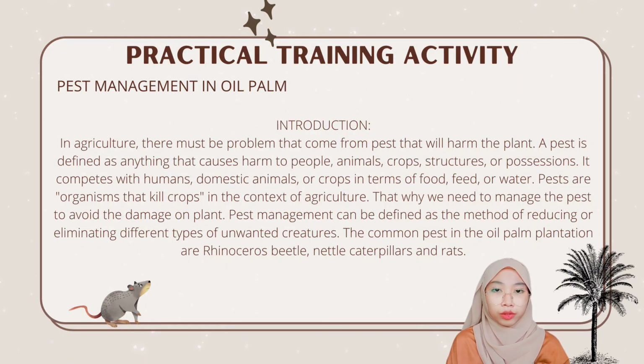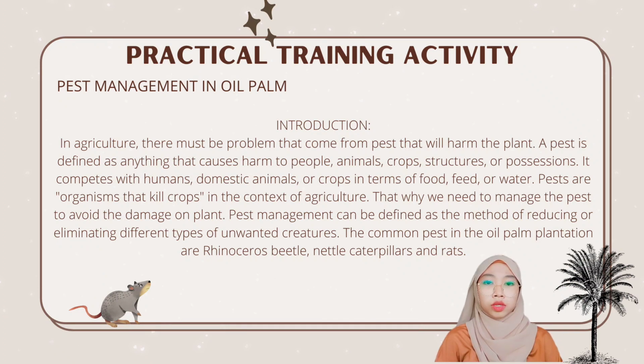The practical training activity that we chose to present in our video presentation is pest management in oil palm. In agriculture, there are problems that come from pests that will harm the plant. A pest is defined as anything that causes harm to people, animals, crops, and structures or possessions. It competes with humans, domestic animals, or crops in terms of food, feed, or water. Pests are organisms that kill crops in the context of agriculture. That's why we need to manage the pests to avoid damage to the plant.